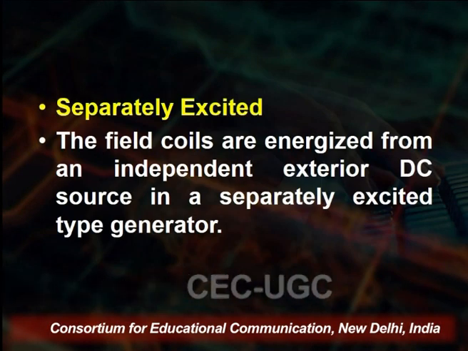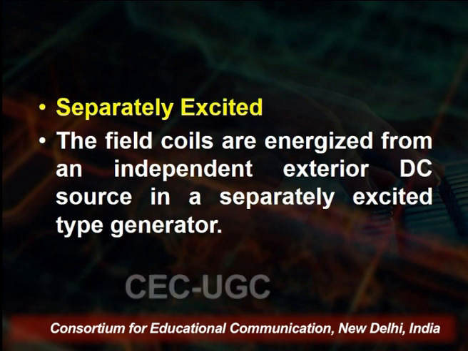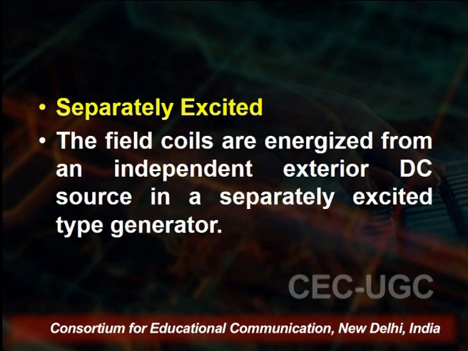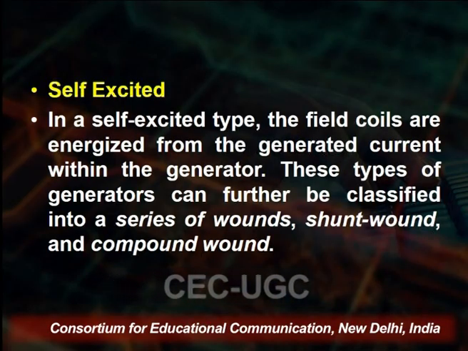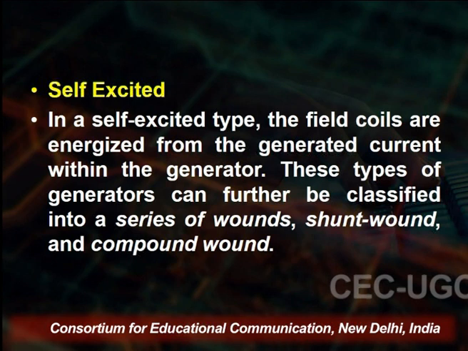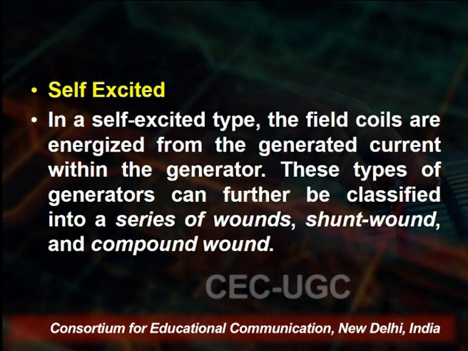In separately excited generators, the field coils are energized from an independent external DC source. In self excited generators, the field coils are energized from the current generated within the generator, and this type of generator is further classified into 3 forms: series, shunt, and compound. What are the applications of the DC generator? Separately excited DC generators are used for power and lighting purposes.